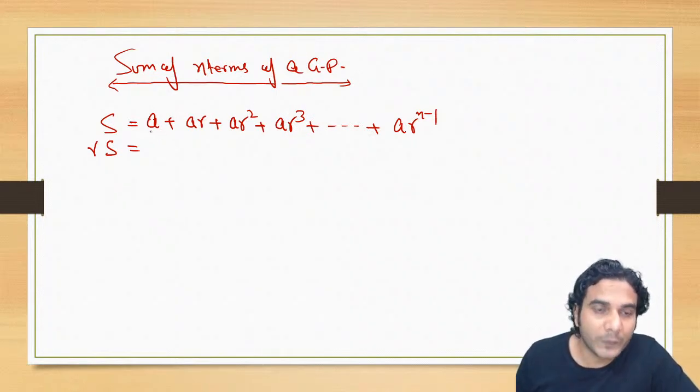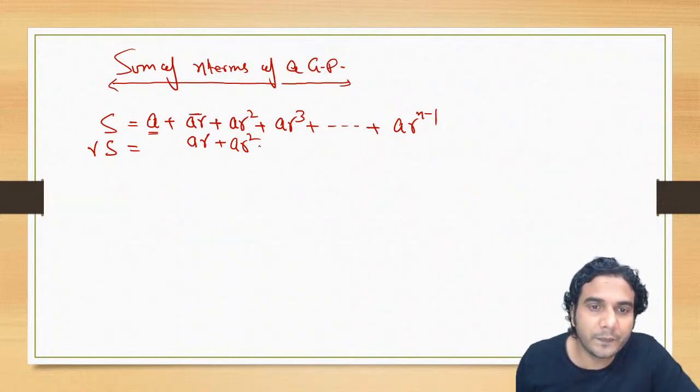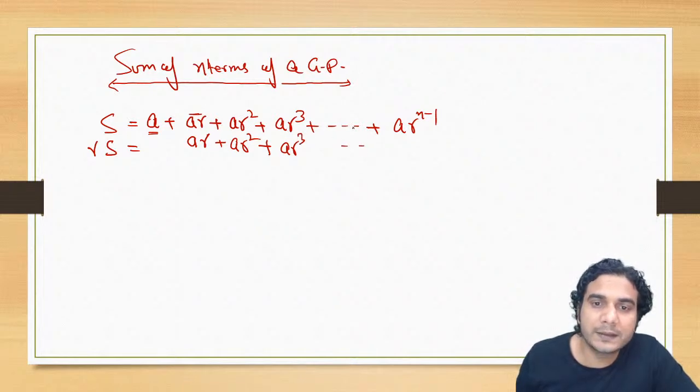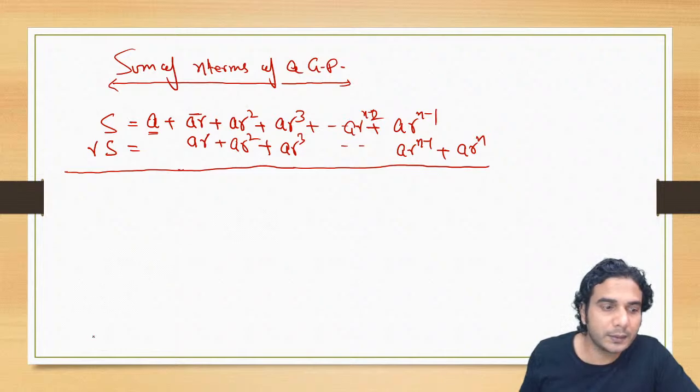When I multiply this r to the right hand side, the first term will become ar. I'll write ar below this. The second term will become ar square, so I'll write ar square. That means I'm shifting this series by one term, and this ar square will become ar cube and so on. The previous term ar raised to n minus 2 will become ar raised to n minus 1, plus ar raised to n, the last term. Now subtract it.